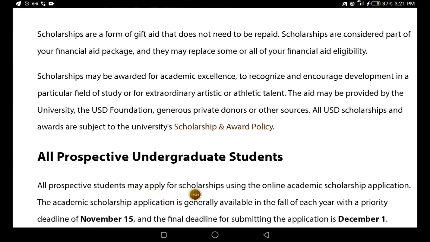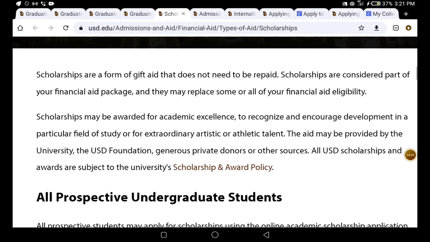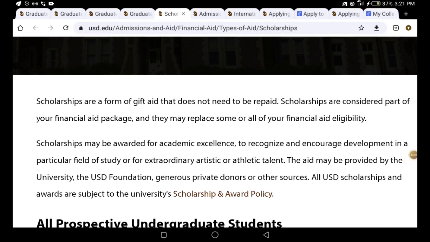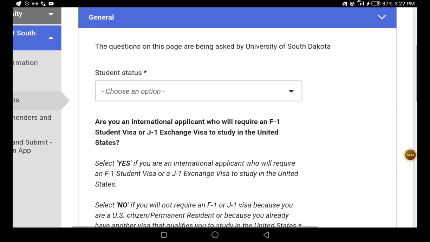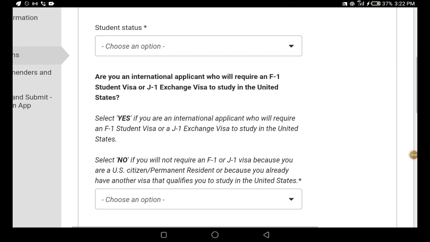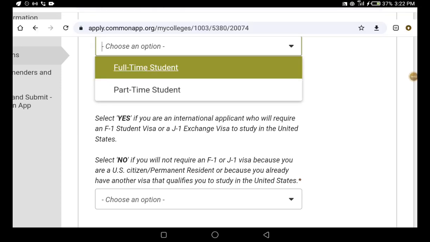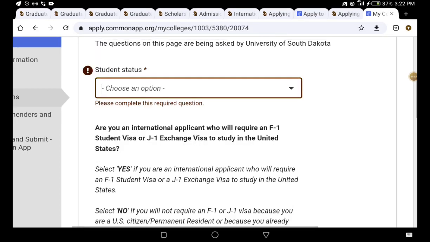So for the graduates, you already know that you are applying directly to your department. Okay, so here it says it is available in the fall of each year. So you are applying to the fall of that particular year. And if I come to the application portal, here you are going to see some information. So you have to be very careful in whatever you are selecting. So I'll click on student status. I'm going for full-time program.